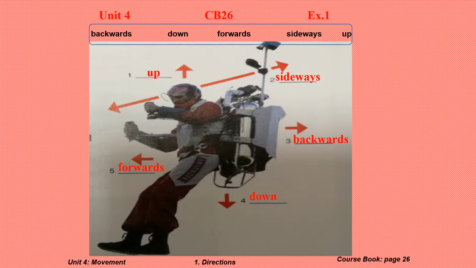Good. Now let's repeat the words together so that we learn them well. Up, sideways, backwards, down, and forwards. Very good. Now let's move to the next exercise.